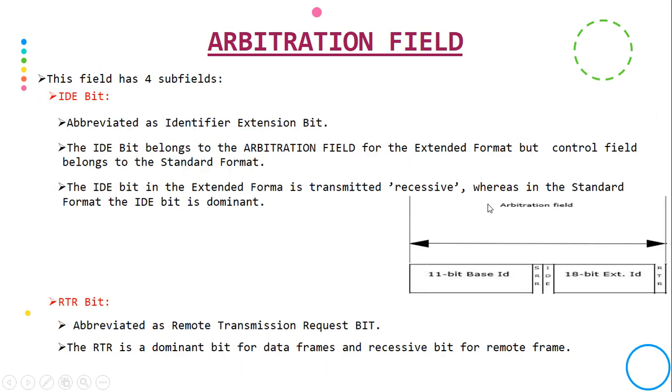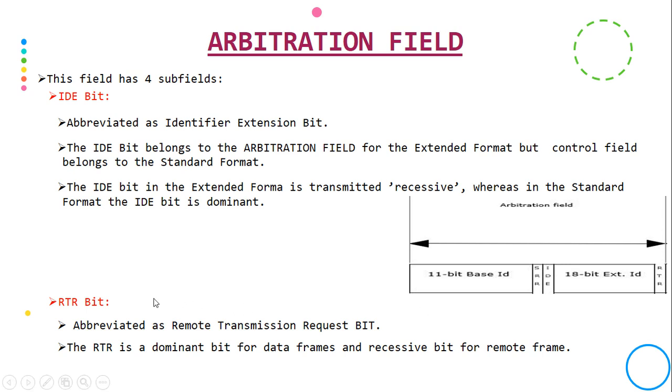Coming to the next field of the arbitration field, that is IDE field, abbreviated as identifier extension bit. It basically belongs to the arbitration field for extended format, but the IDE bit in the standard frame format belongs to the control field. The IDE bit in the extended frame format is transmitted always recessive. Recessive means logical 1. Whereas in standard frame format, the IDE bit is always dominant.